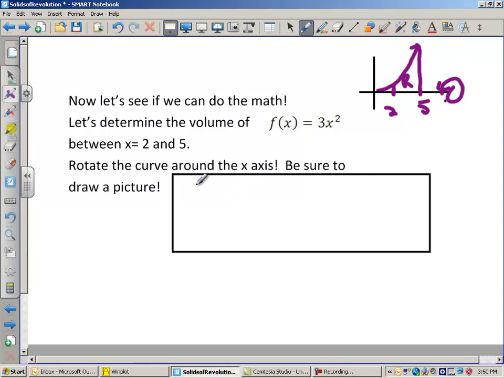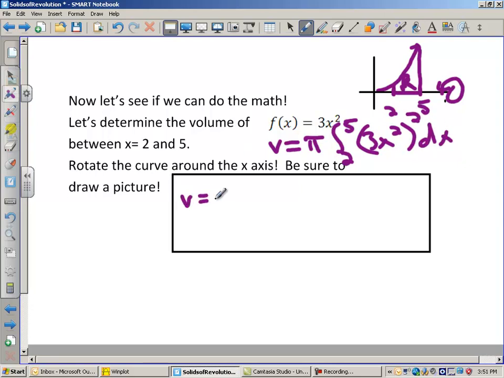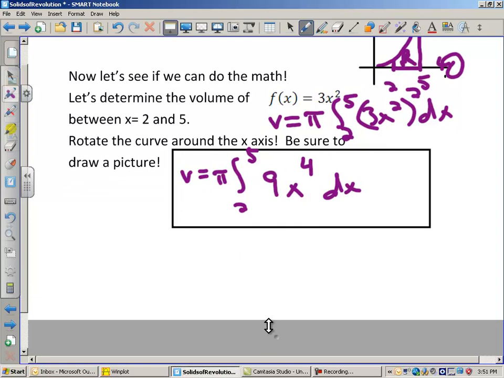So we use our formula. Our formula is, and by the way, is there any space between the axis of revolution and this region? No, there's not any space. So we just do pi times the integral from 2 to 5, because those were our x limits of integration, of f of x squared dx. So if I take 3x squared and square it, what am I going to get? My volume is going to be pi times the integral from 2 to 5 of 9x to the 4th dx. So I took 3x squared and I squared that. And we're now going to integrate that between 2 and 5.